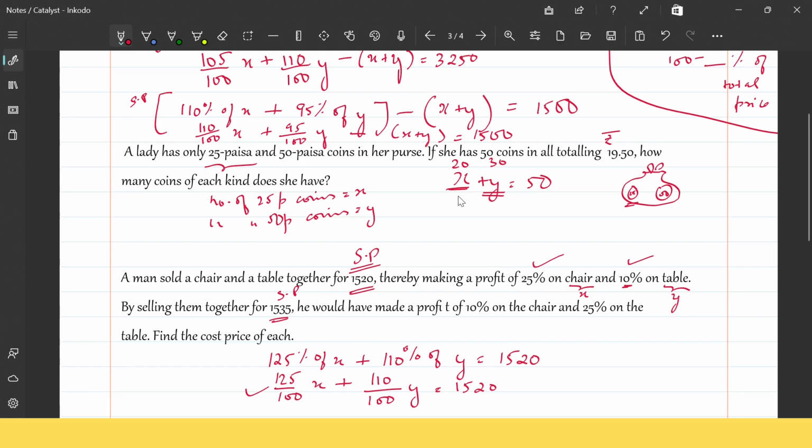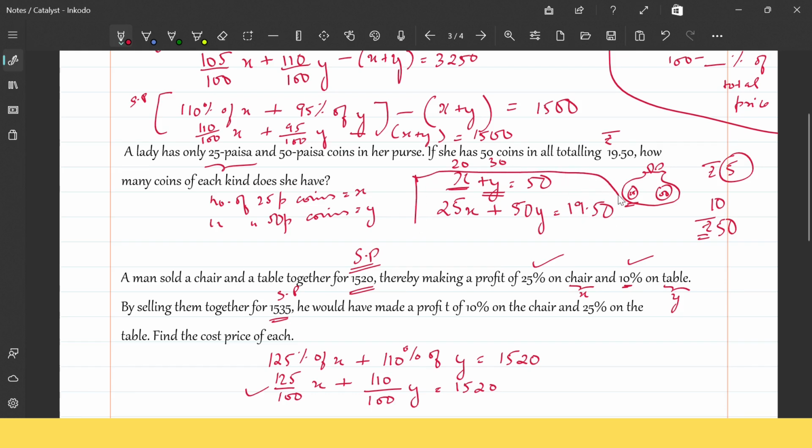Very simple. There are X coins. Okay, X 25 paisa coins. So the amount of them will be 25X. Suppose I have 5 rupee coins, 10 such 5 rupee coins. What will be the amount of money I have? 10 into 5, 50 rupees I have, right? Same thing I am doing here. 25 paisa coins into that many number of coins. 25X plus 50Y will give me the total amount, which is 19.50 rupees.